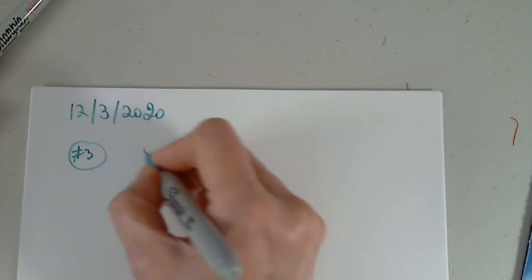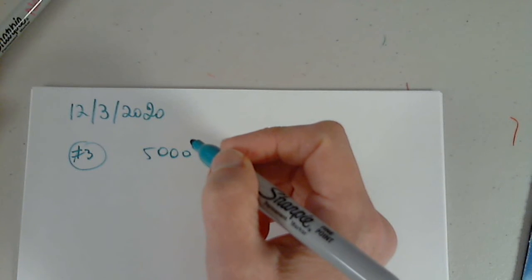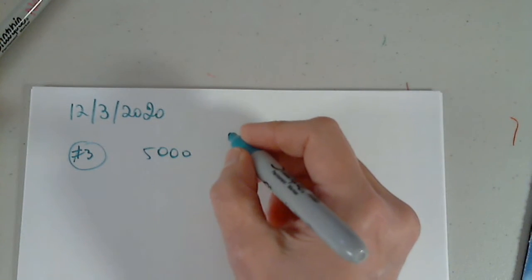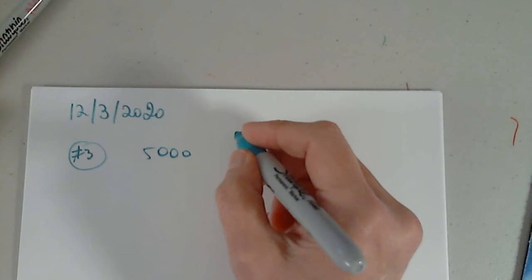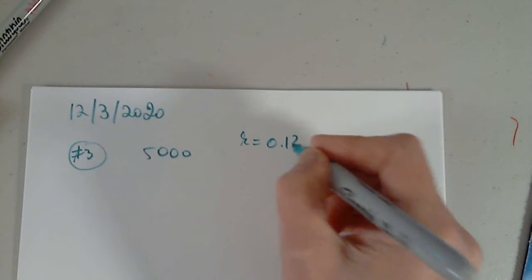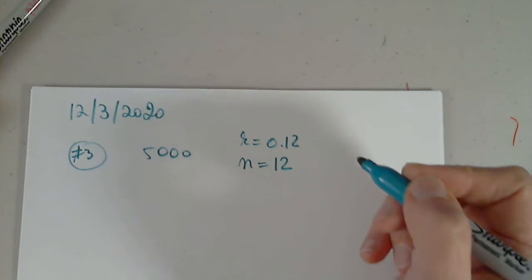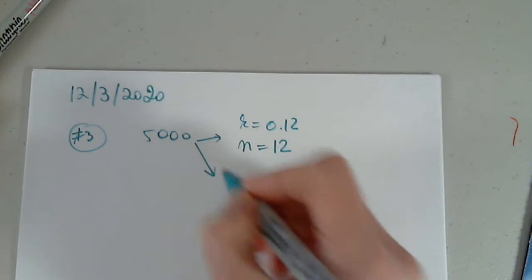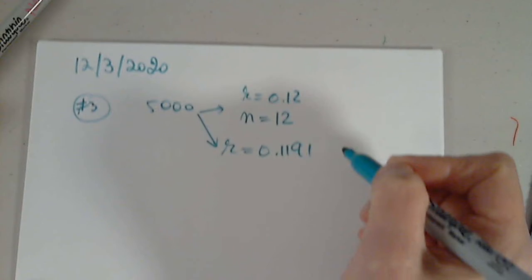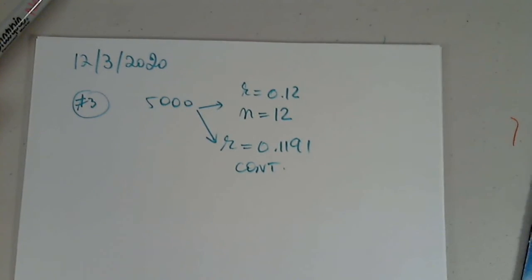Suppose you have $5,000 to invest. Which of the two rates would yield a larger amount in 8 years? 12% compounded monthly, or 0.1191 compounded continuously. The formulas are given on the previous problem.